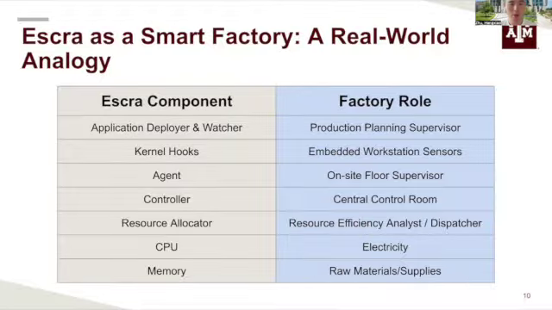The controller in Escra is like the central control room of the factory, which basically does global allocation of resources. And the resource allocator is like the resource efficiency analyst or the dispatcher of this factory. It can determine how and when the resources need to be reallocated. And the CPU and memory are just like electricity and raw materials or supplies in the factory.